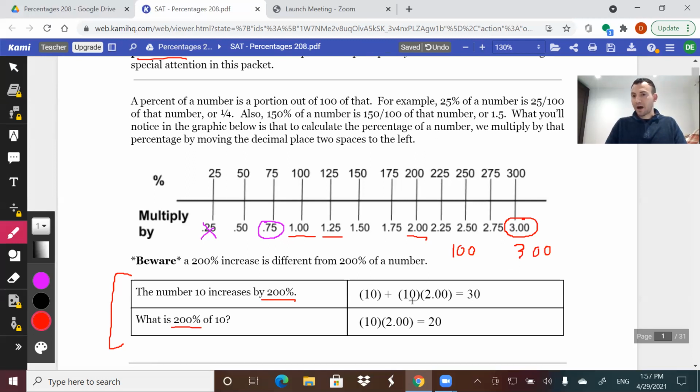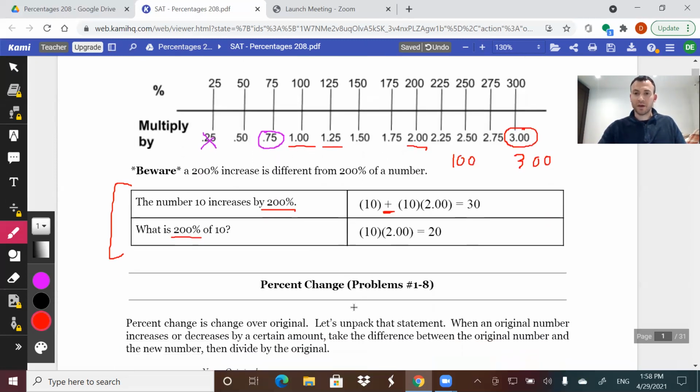And here's a model to show you that 10 is the original plus 200% of 10 is what we increase it by. Anyway, if we just wanted 200% of 10, we would just multiply it by 2. It would double. Okay, so that's just something to be aware of. Of just simply means multiply. Percent increase or decrease, you have to look at it a little bit more in detail. You need to be careful.